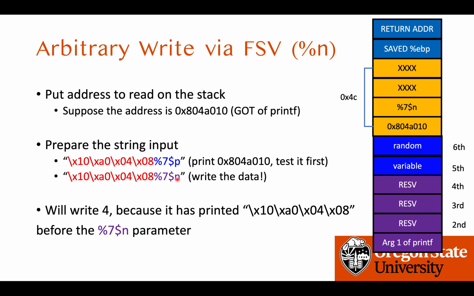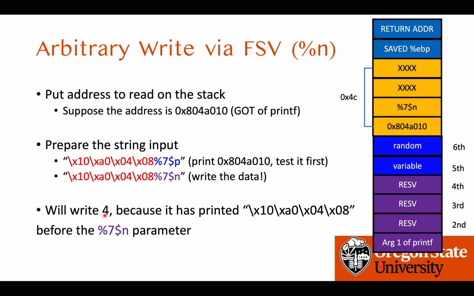Then what will this format string write to this address? The printf will refer to the 7th argument, which is this one, and then it will dereference this address and store the number of characters printed. So this will write a 4 to this address because it printed these 4 characters before meeting this %. Yeah. So we can at least write the number 4.